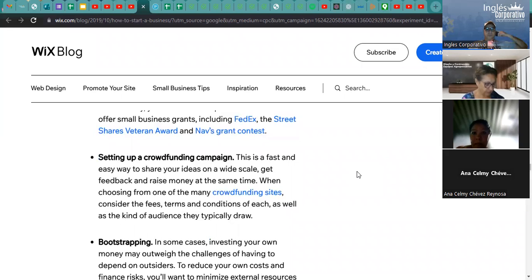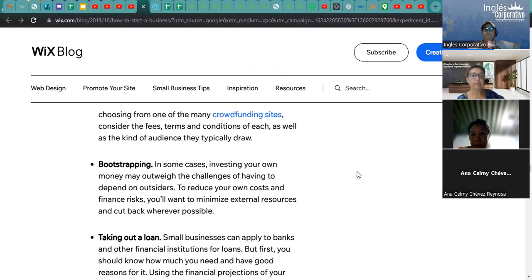Setting up a crowdfunding campaign. This is a fast and easy way to share your ideas on a wide scale, get feedback and raise money at the same time. When choosing from one of the many crowdfunding sites, consider the fees, terms and conditions for each, as well as the kind of audience they typically draw.